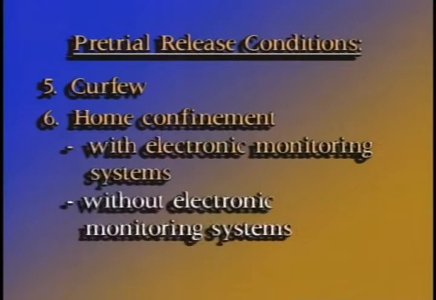Home confinement without electronic monitoring, sometimes referred to as house arrest, is a release condition which confines the defendant to a specific residence without benefit of an electronic monitoring system. The security of this approach can be enhanced by third-party custody and supervision by a pretrial services officer. As noted in the monograph, a variety of factors may diminish the reliance that can be placed on this alternative.